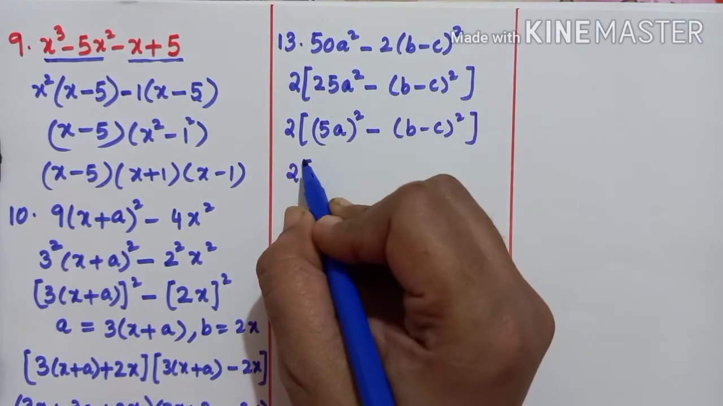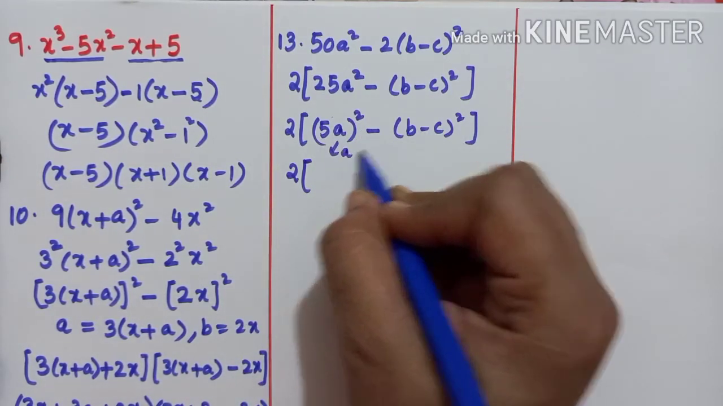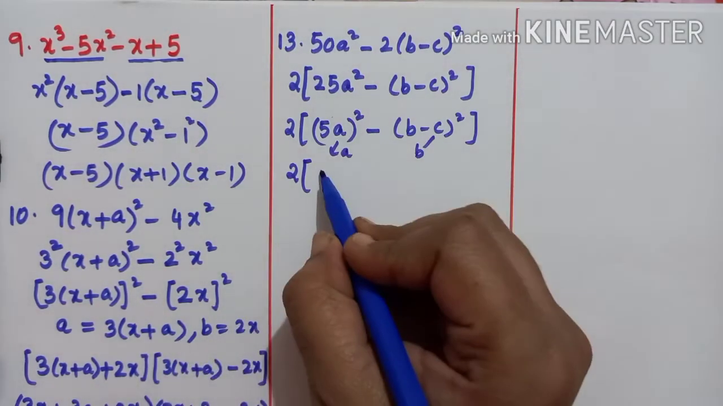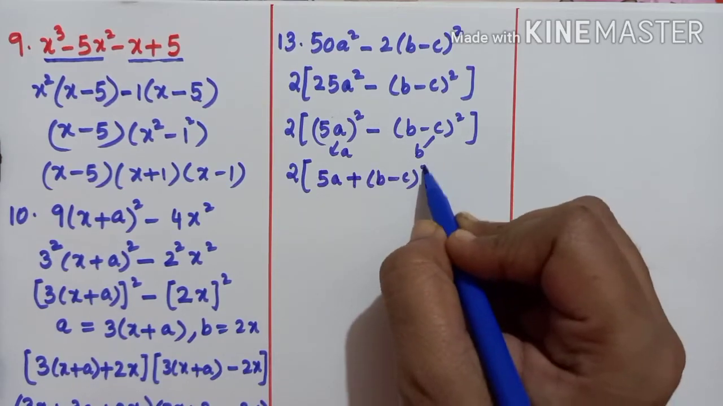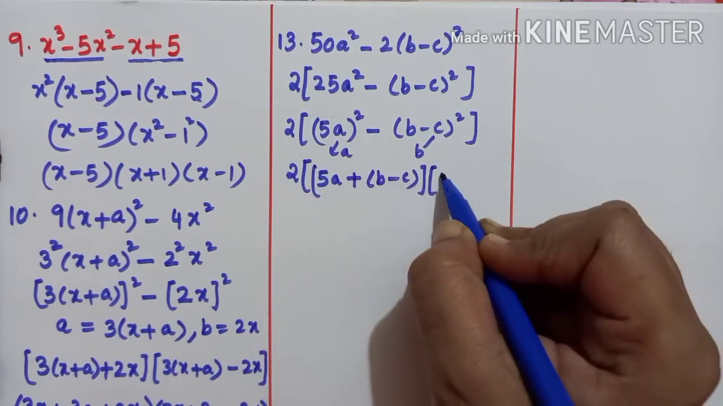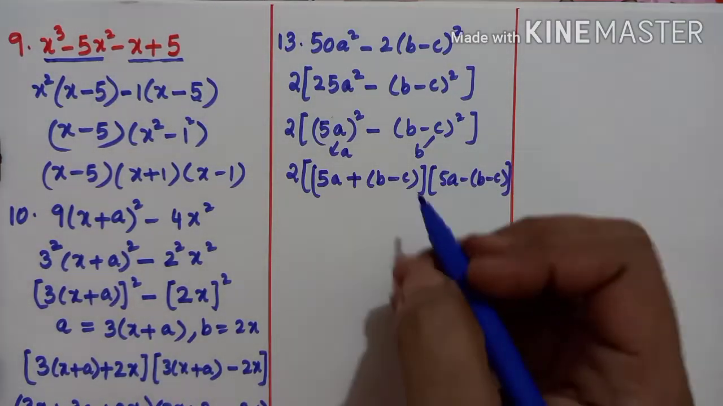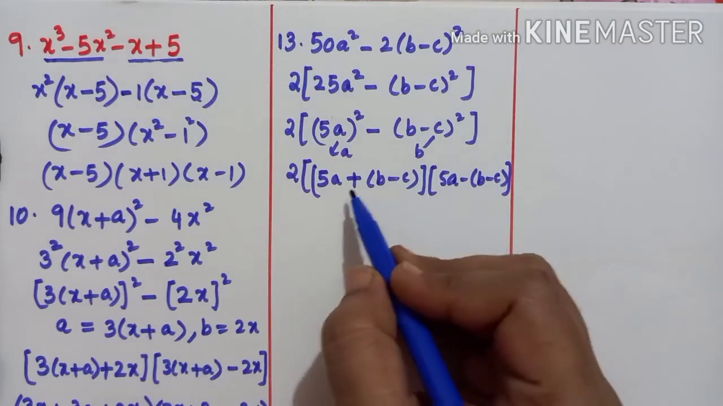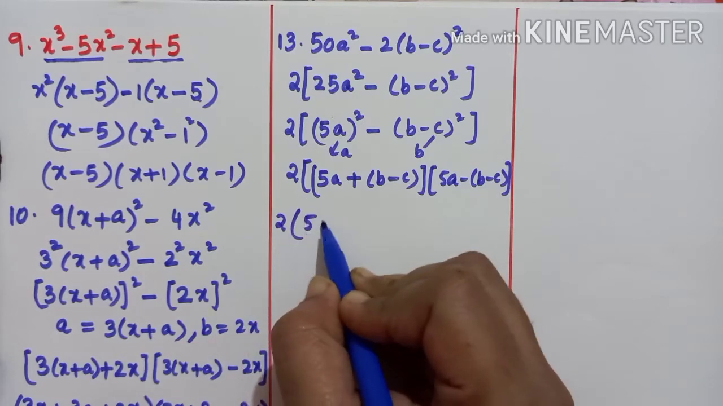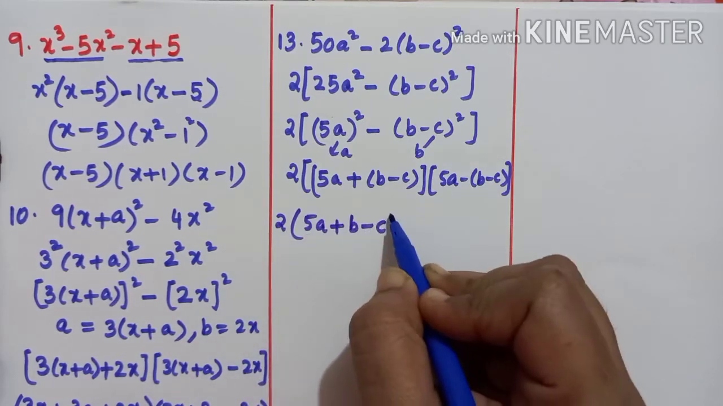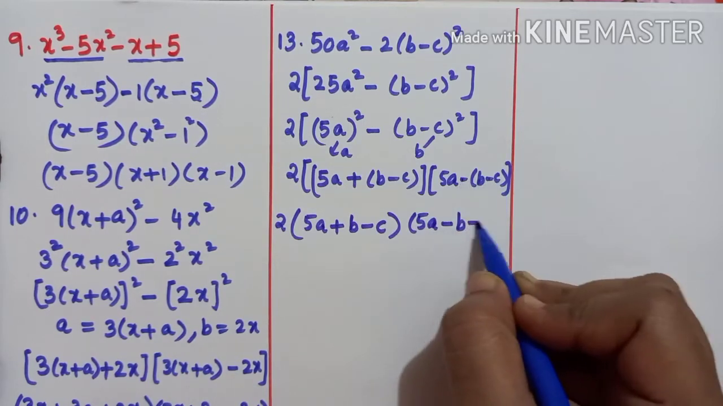So 2 as it is, now 5a whole square, b minus c whole square, so this is your a and this is b. So a plus b into a minus b. Okay, so now after this you can just open the brackets and you can write 2 of 5a plus b minus c, then 5a minus b, minus into minus will be plus c.